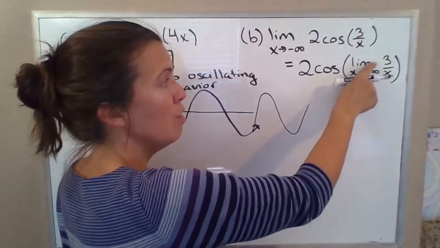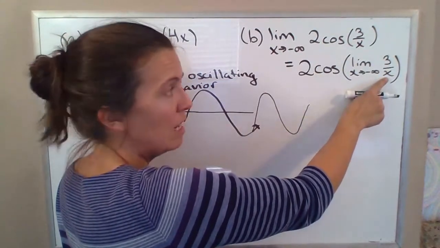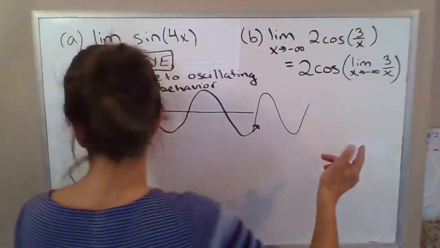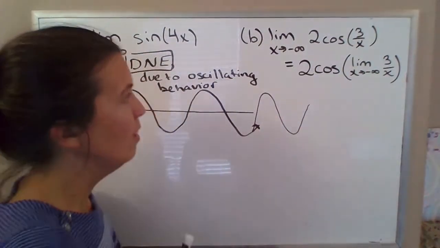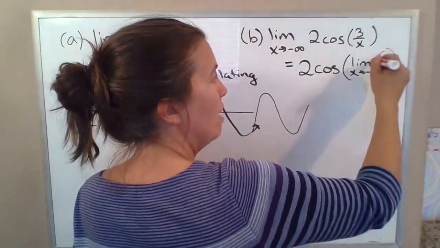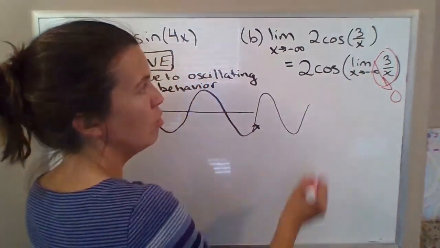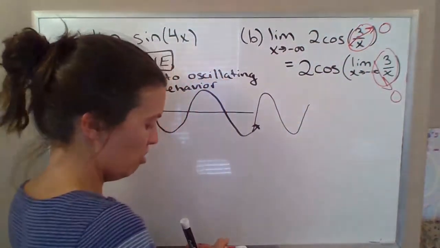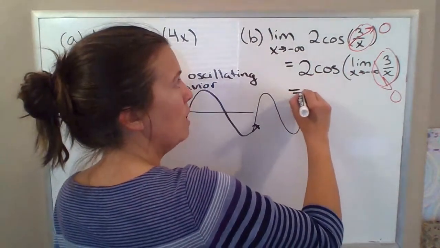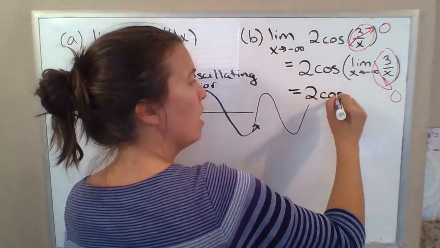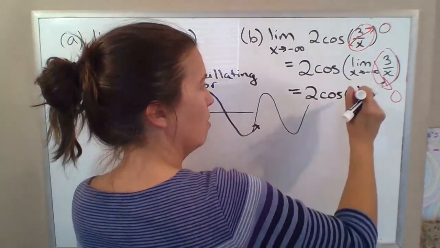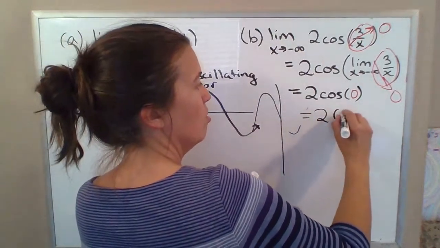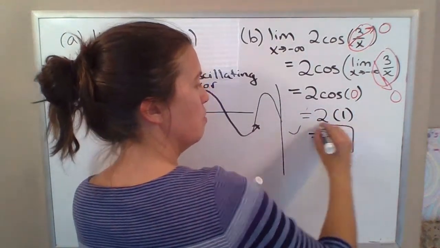That is a limit of the form finite number over negative infinity. So when you have a finite numerator and the denominator is just increasing, or in this case decreasing without bound, then this 3 over x is approaching 0. So as x approaches negative infinity, the argument, what's inside of that cosine function, approaches 0. And so the limit here is equal to 2 times cosine of 0. Cosine of 0 is 1, so this is 2 times 1, and our limit is 2.